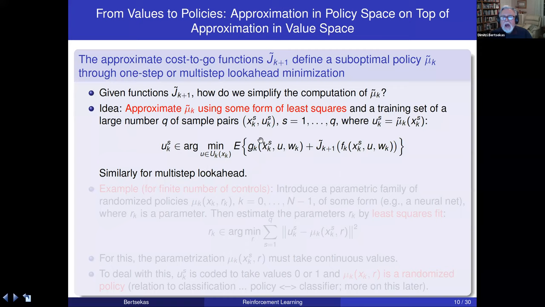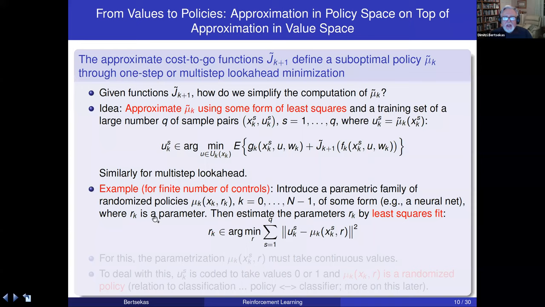And now we can use this training set to train a mu tilde function. And how do we do that? Basically, it's a least squares fit type of approximation. As an example, suppose you have a finite number of controls, and we introduce a parametric family of randomized policies, as an approximation in policy space. r_k is the parameter, and then we try to find a parametric policy that matches the data, matches these pairs x_k^s, u_k^s. We have this training set, we have q errors, one error term for each data pair, and we solve this least squares problem. And that gives us a parameter, r tilde_k, and this defines a random policy.